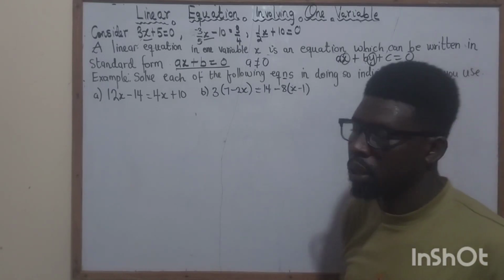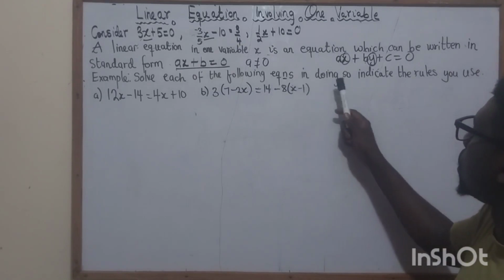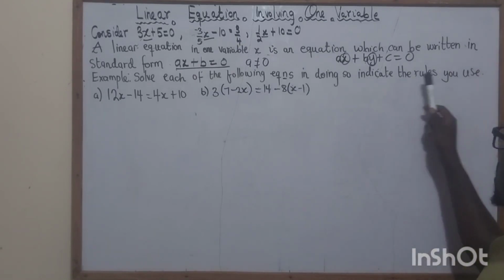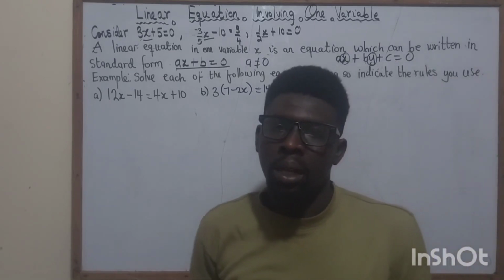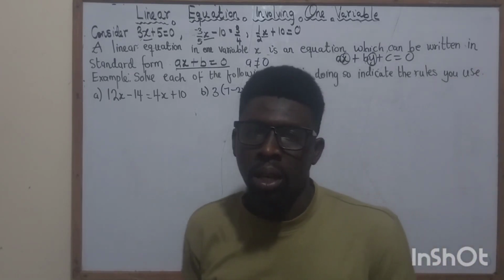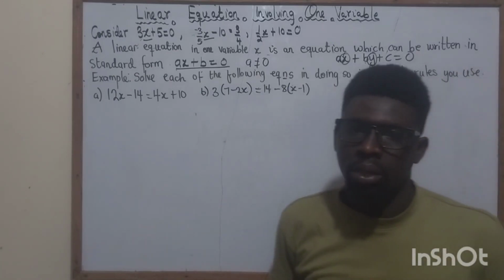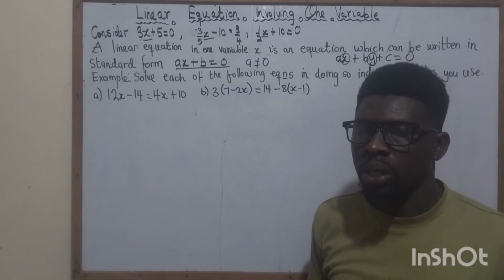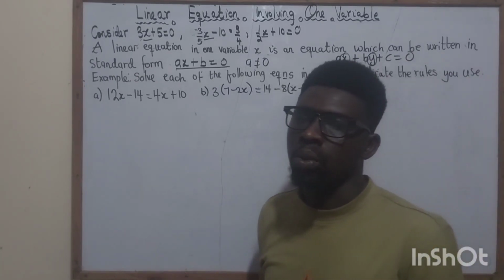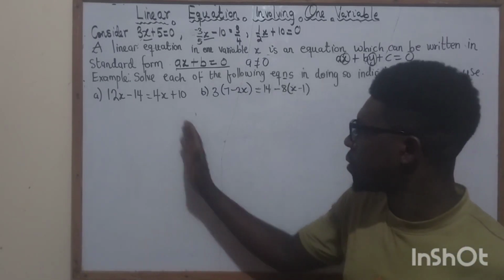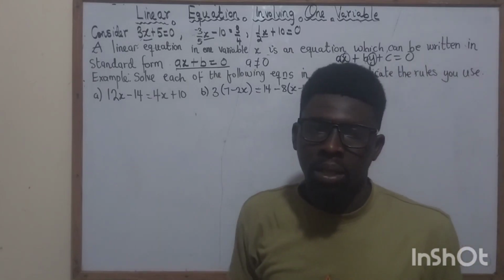Now let's solve some examples under linear equations. Solve each of the following equations, and in doing so, indicate the rules you use. For some time now, we have looked at some transformation rules of equality, and we are going to apply these rules in solving the equations given to us. One thing about an equation is that the equal sign puts the equation into two sides: the left-hand side and the right-hand side of the equal sign.